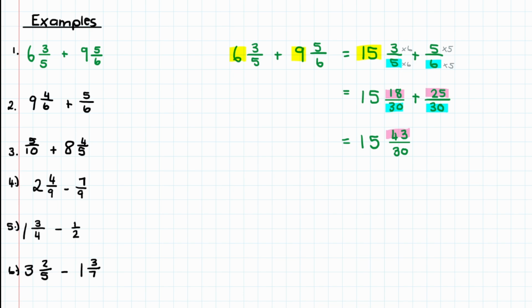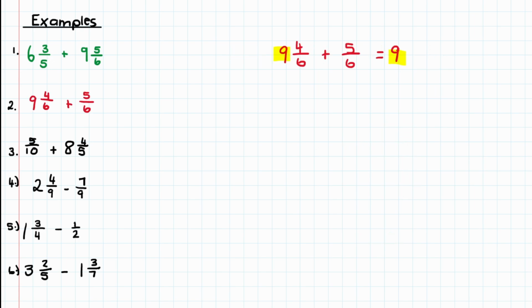When I add my numerators, that gives me 15 and 43 over 30, which you should notice is an improper fraction. When I simplify my improper fraction, I end up with 1 and 13 over 30. But don't forget to add it to the 15, which gives us a final answer of 16 and 13 over 30.